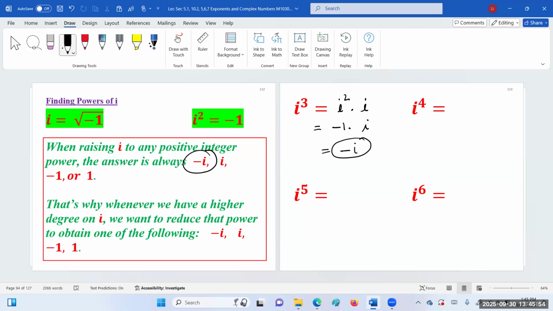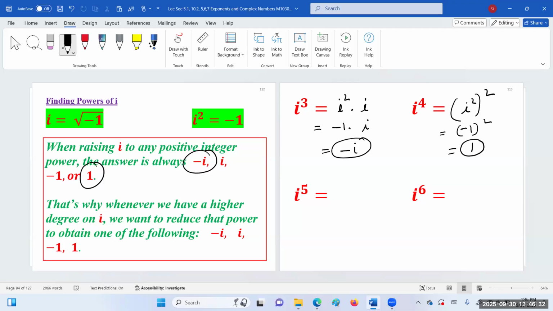Now look at i to the 4. It's i squared, squared. What is i squared? So if you have negative 1 squared, what do you get? 1, not i. See? You're multiplying, not canceling. If it's 1/2, then you could cancel, but with the whole number 2, you cannot cancel. So i to the 4 is negative 1 squared, which means positive 1.